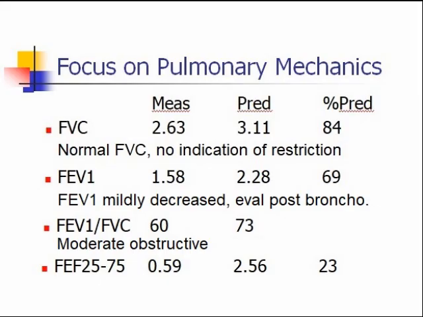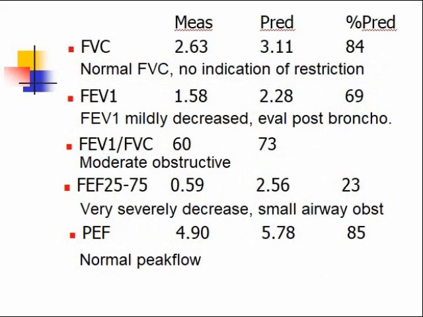Let's move to the FEF 25-75%. Now, think back to where this is measuring as far as the lungs go. What air is it measuring? Large airways, small airways, what? The FEF 25-75 is way down in the percent predicted, 23%. That puts it at very severely decreased, indicating small airway obstruction.